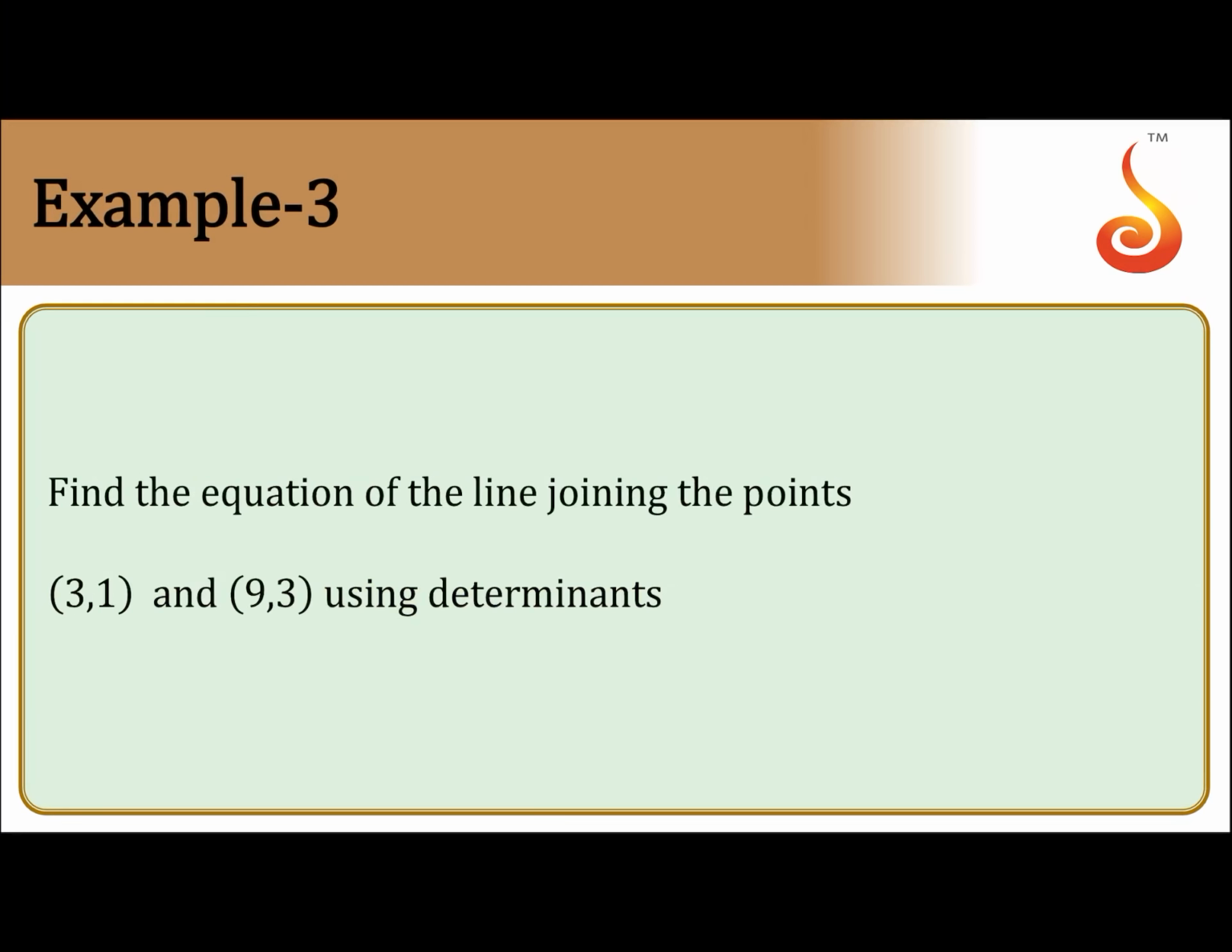Yes, coming to the next example. Find the equation of the line joining the two points 3, 1 and 9, 3 using the determinant. I have to find the equation of the line joining the two points A, B, where I consider one point P(x, y) on this line, so that the locus of P is the straight line which moves between A, B, so that APB will form a triangle whose area is equal to 0. That means the points are collinear. So I consider the area of the triangle APB equal to 0. That gives us the determinant equal to 0, which gives us the equation of this straight line.